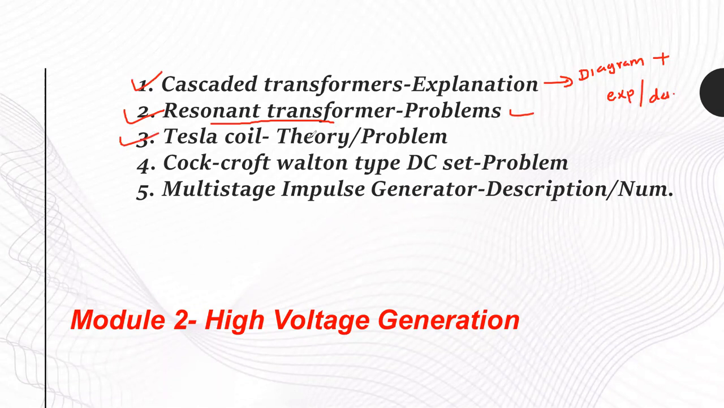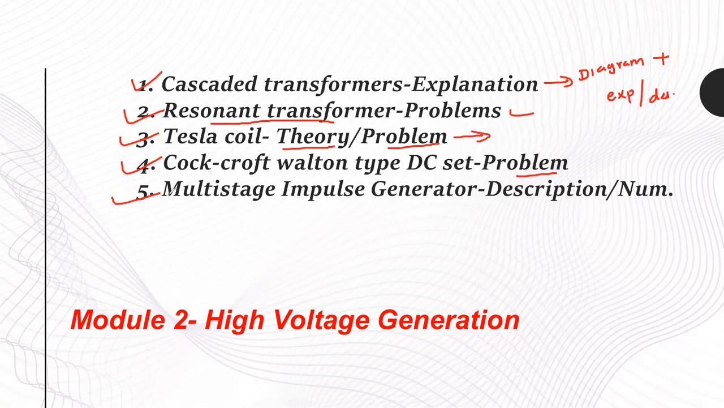Then in Tesla coil, you can explain. You can get the question like explain the working of Tesla coil. How do you generate high voltage AC with a high frequency using Tesla coil? Apart from that, there are certain equations. Try to remember those equations. If you know the equation properly, definitely you can solve the problem. Another important method is how to produce HVDC using one device called Cockcroft Walton type DC set. Most probably you will get a numerical example.